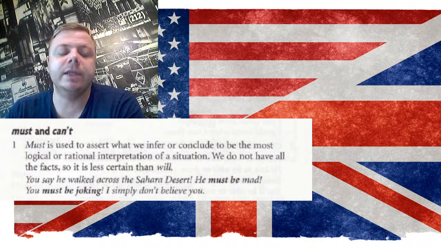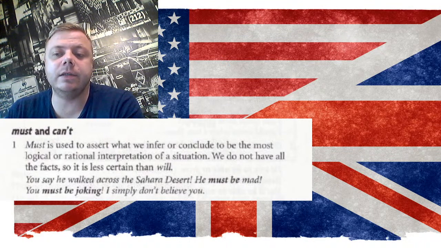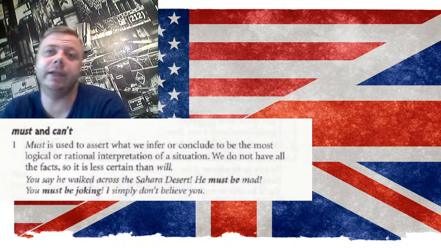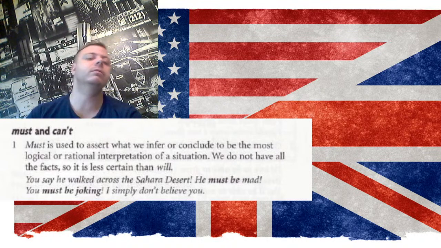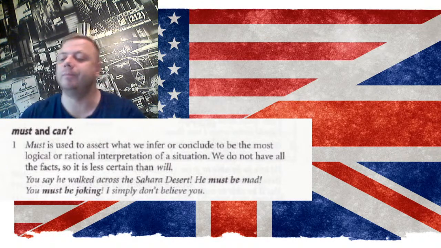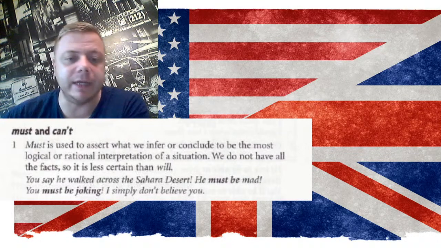So that's the difference. Can't, on the other hand, is the negative form of can when it's used for ability. For example, I can swim, I'm able to swim, or I can't swim, right? So I cannot swim. Okay, so the next one.